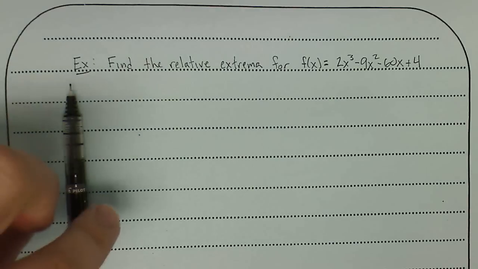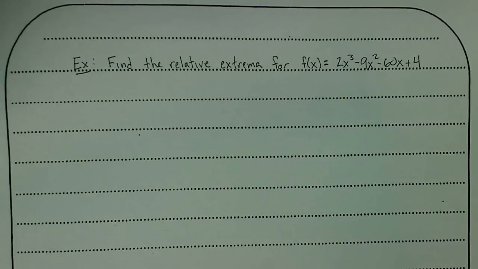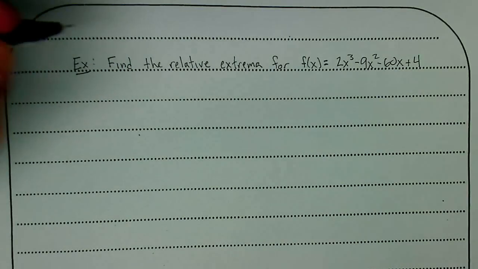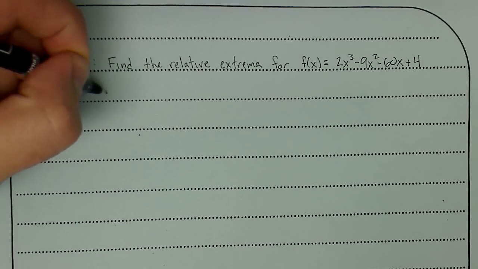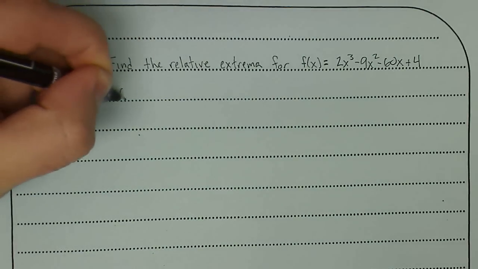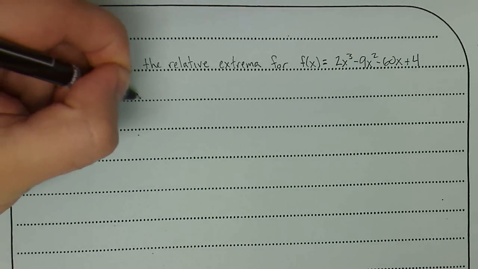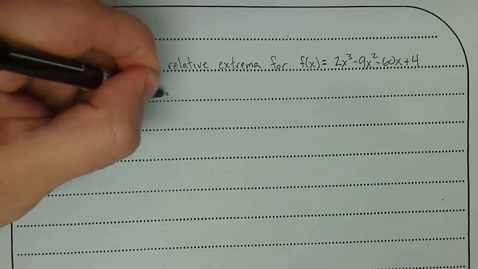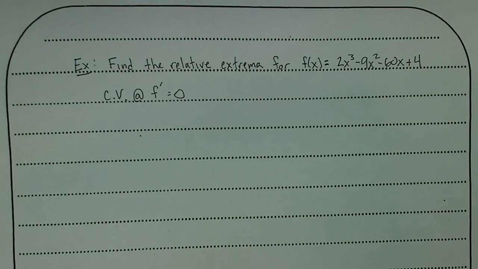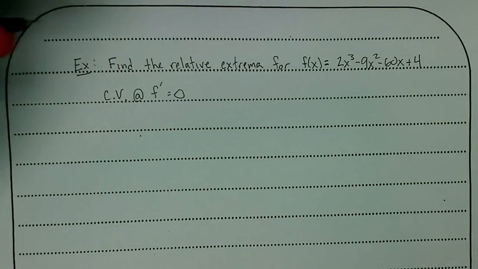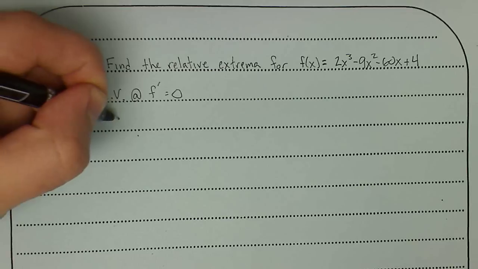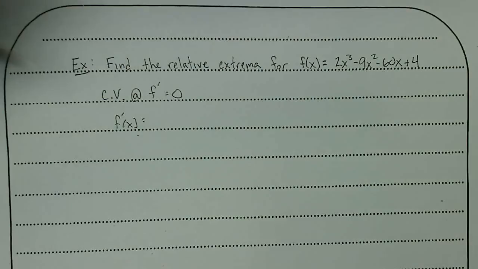Alright, we're going to try to find the relative extrema for this function, 2x cubed minus 9x squared minus 60x plus 4. So we know we need to start by looking for the critical values of the function. We know where the critical values occur. I'll use the abbreviation CV, where the derivative equals 0 or the derivative doesn't exist. But for this function, being a polynomial, that doesn't happen. So let's start by finding the derivative of our function.